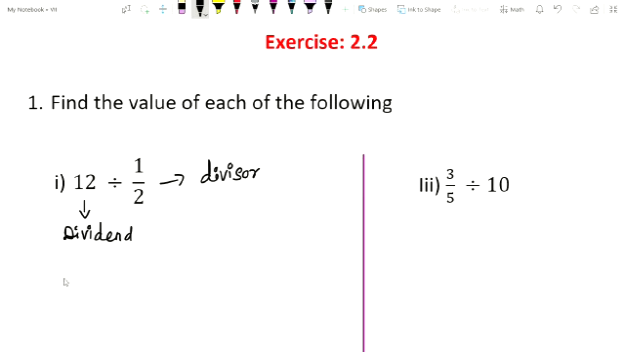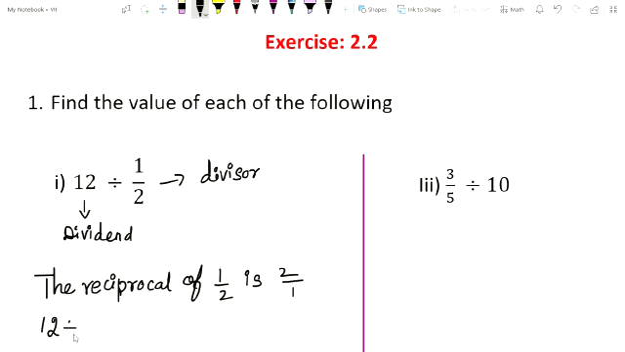First, what do you want to do, children? We have to take the reciprocal of the divisor. So the reciprocal of 1 by 2 is 2 by 1, or else you can write 2. Okay, 1 by 2 is 2. You can write it. Now we are going to divide these two numbers.